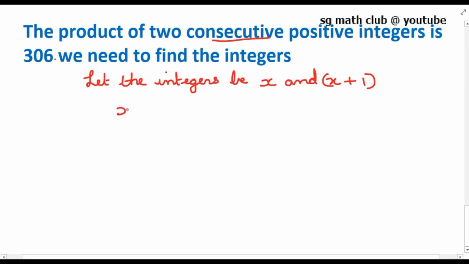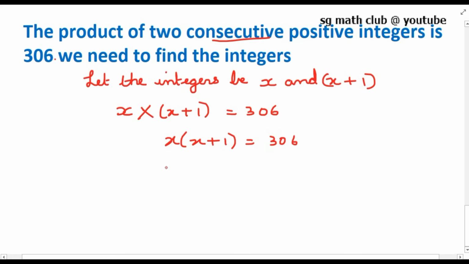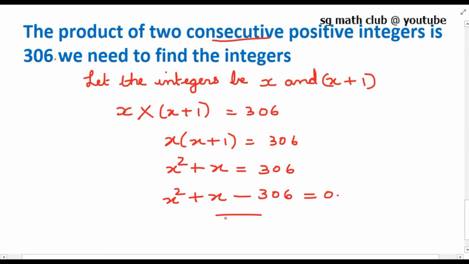Now it is given that the product of two consecutive integers is 306. Product means multiplication. So x into x plus 1 is 306. When you open the bracket, x square plus x equal to 306. Bring that 306 to the other side, it is minus 306. So x square plus x minus 306 equal to 0 is the required quadratic equation.